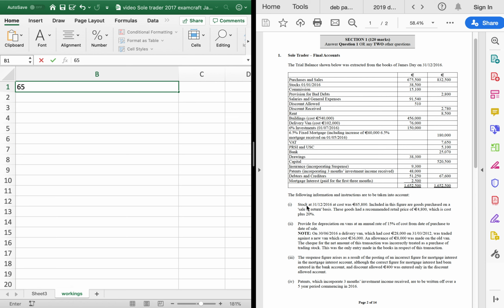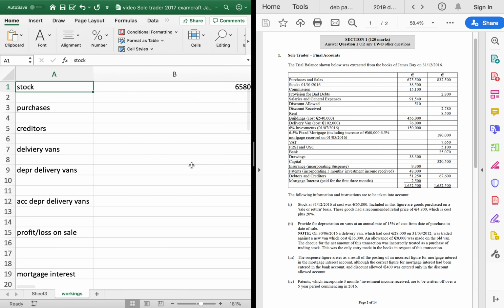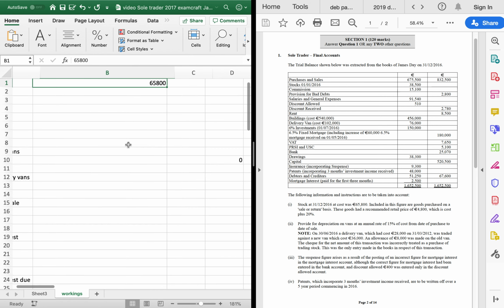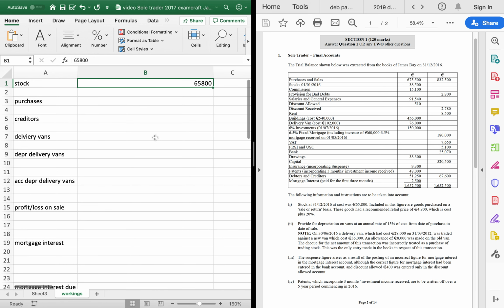Now included in that, I'm just gonna have to make this a little bit smaller, sorry, so you can see it. So included in that 65.8 is the goods that we bought on a sale or term basis. So we don't actually own the stock, so we need to take it out of it. Now the stock at cost is 4,800 divided by 120 multiplied by 100, which is €4,000. So we're going to take that 4,000 away because it's in our warehouse, but we don't own it.